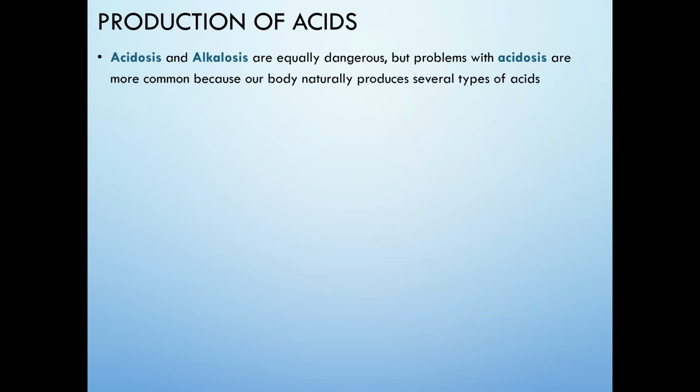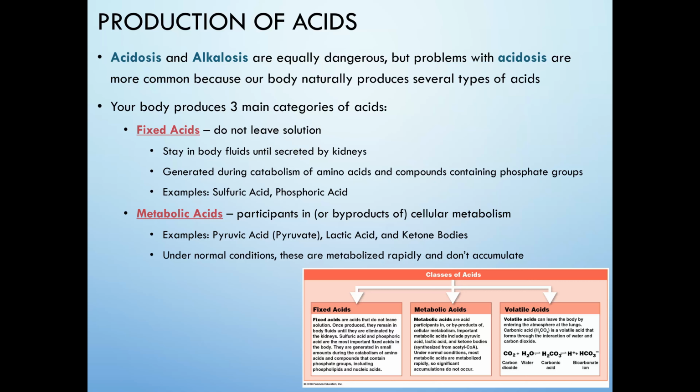There are also metabolic acids, which are participants in or byproducts of cellular metabolism, so aerobic metabolism. Examples of these are pyruvic acid, also called pyruvate, lactic acid, and ketone bodies. Under normal conditions, these compounds are metabolized rapidly and don't accumulate in the body.